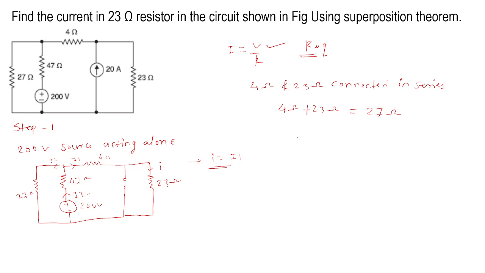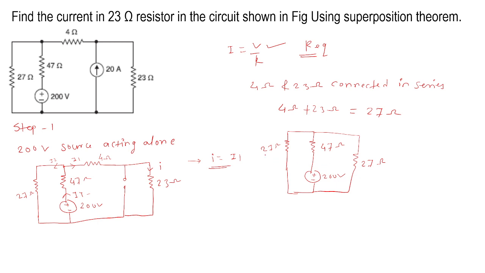Now what are we going to do? We are going to redraw the circuit one more time. If we redraw the circuit, it will be simplified, and once simplified we will understand it properly. So here 27. Okay, here is our 200 volt source. And the 23 plus 4 that came is this 27. So this is 27.